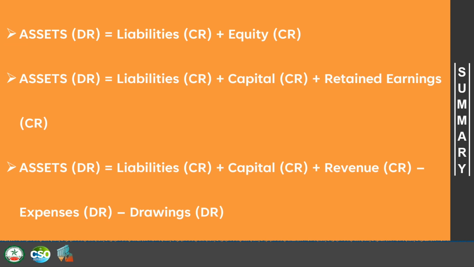For their normal balance, always keep in mind that assets will always have a debit balance and liabilities and equity will have a credit balance. Capital and retained earnings make up the equity, okay? How do we solve for retained earnings? By subtracting expenses and drawings with the normal debit balance from the revenue.